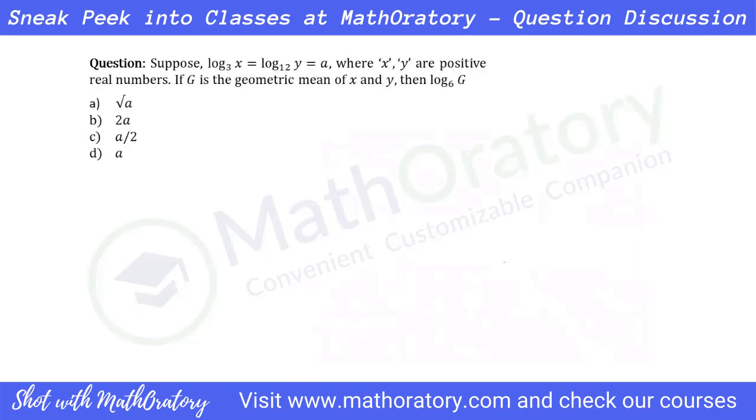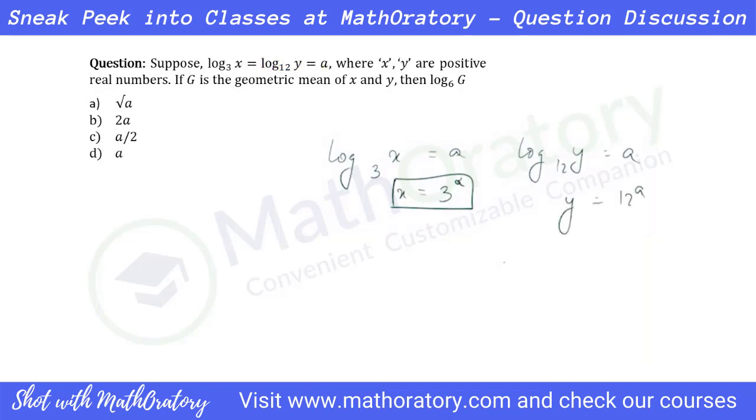So we have log of x base 3 is equal to a, which implies x is equal to 3 to the power a. This is the first thing that we get. And we know that log of y base 12 is also a. So y is equal to 12 to the power a. So this is what we know. And the geometric mean of x and y is g. So g is basically root over x into y. This is, by the way, the geometric mean.